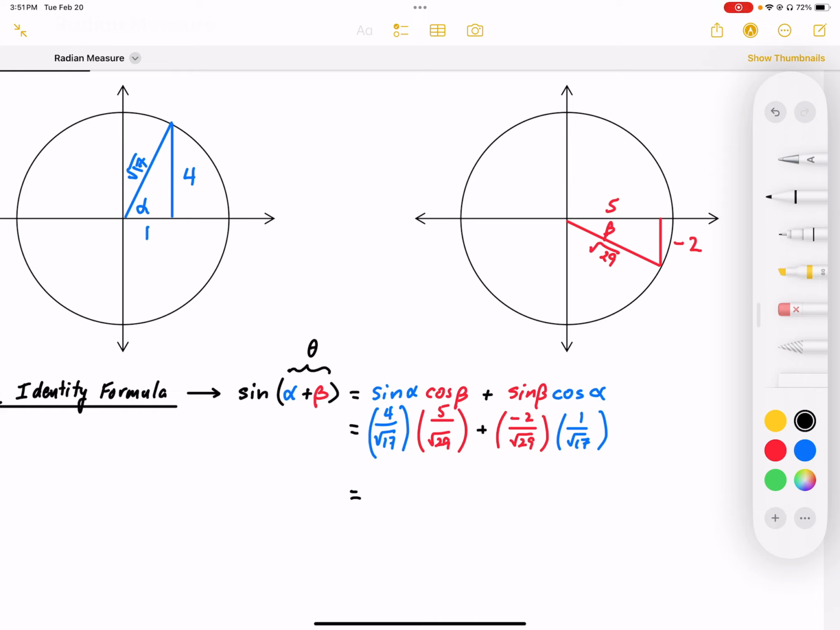And when I put that all together, I end up with 20 minus 2 in the numerator, or 18. In the denominator, when I multiply those two together, I end up with square root of 493. And this represents the sine value of when I put those two angles together.